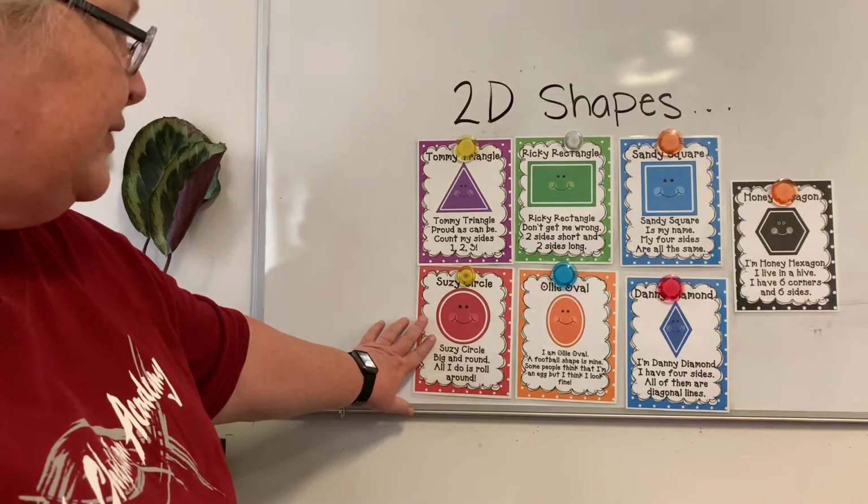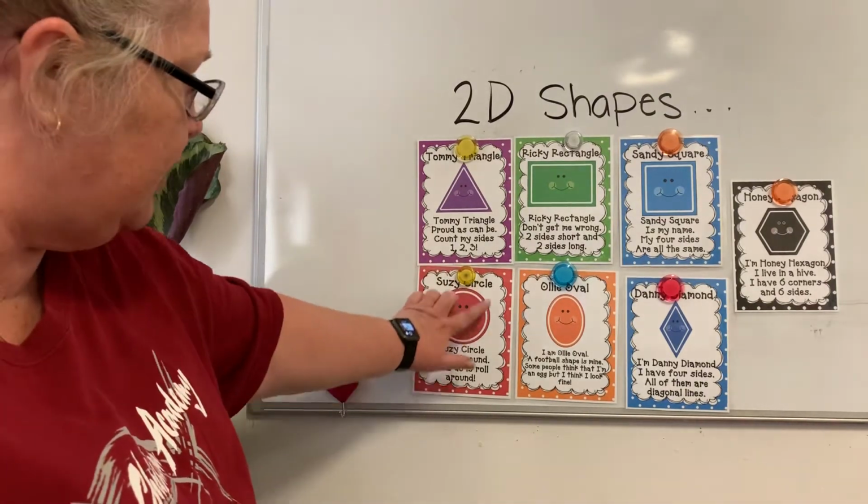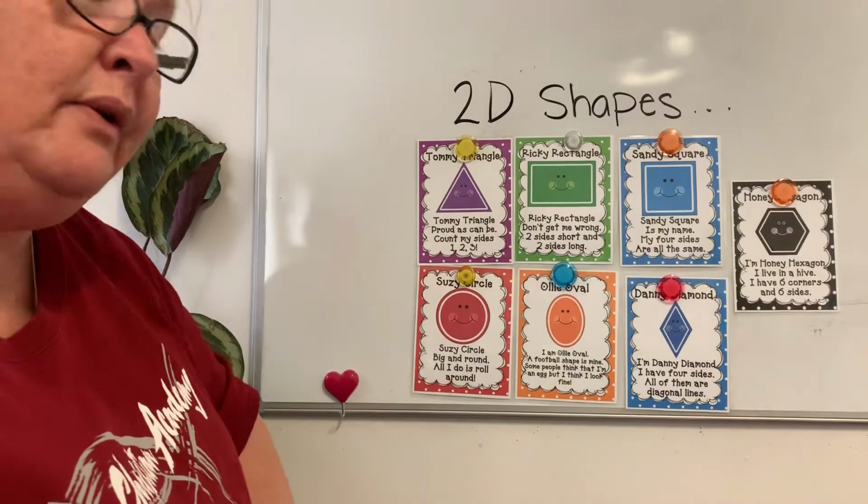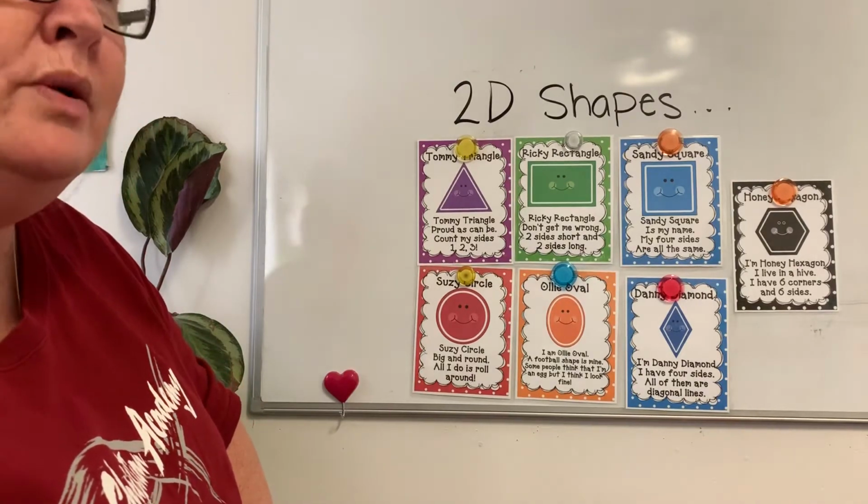Here we have Susie Circle. Look at Susie. She goes around and around. She rolls all over town. She never stops because she has no sides.